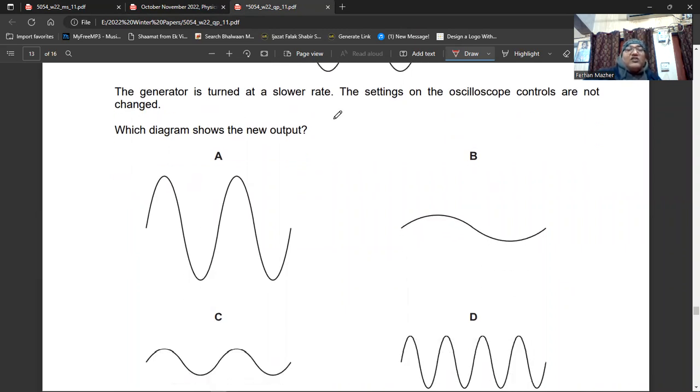No, the generator is turned at a slower rate. So we are decreasing the speed of the generator. When you decrease the speed of the generator, the time period will become larger, the frequency will become less, and the amplitude will also decrease.